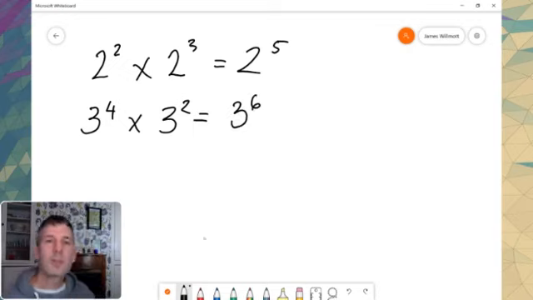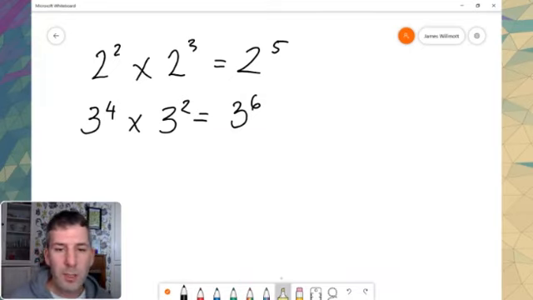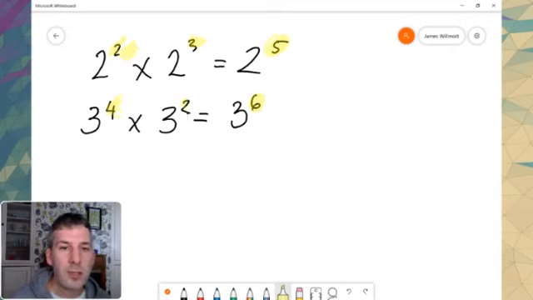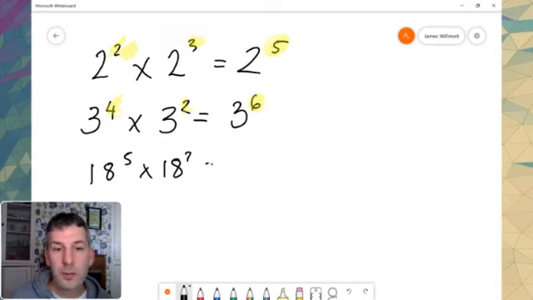You may have noticed, or you may have worked out, that to get the index number in our answer, you're just adding the 2 index numbers in the question. So 2 add 3 gives you 5, 4 add 2 gives you 6. And that is all you do in every situation. So 18 to the power of 5 multiplied by 18 to the power of 7 is just 18 to the power of 12. Just add the 5 and the 7 together.